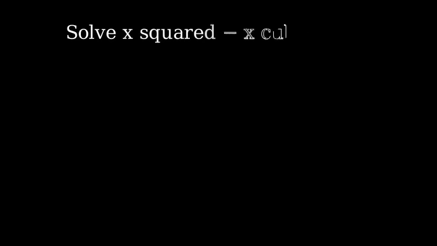In this lesson, we will solve the equation x squared minus x cubed equals 36. We will find all values of x that make the statement true step by step.